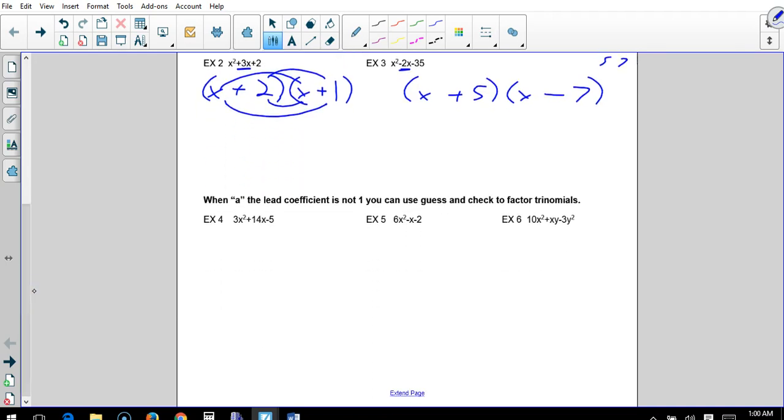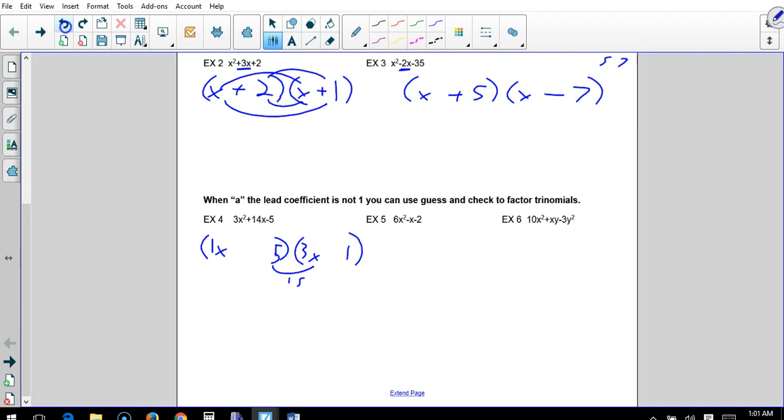Now, when a is not 1, you guess and check. Now, obviously with 3, there's only one way to get 3. 1x and 3x. That makes it a little bit easier. And with 5, there's only 1 and 5. That's not too challenging. So, if I put 1 here and 5 here, I get 3 and 5. That's not going to give me 14. So that tells me I need to switch to make this 5 and this 1.